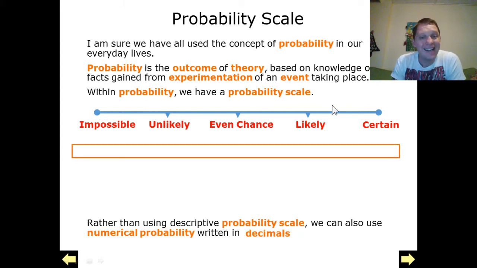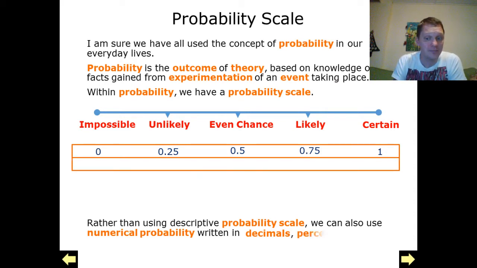So we can actually show the probability scale as decimals, numerically, rather than just descriptions. So in decimal terms, impossible is 0, certain is 1, and in between those, we've got 0.5 for the even chance. Underneath unlikely, we've got 0.25, and underneath likely, we've got 0.75. We can show these as percentages. So as percentages, we've got 0 and 100%, and in between there, we've got 50%, unlikely 25%, and likely 75%.